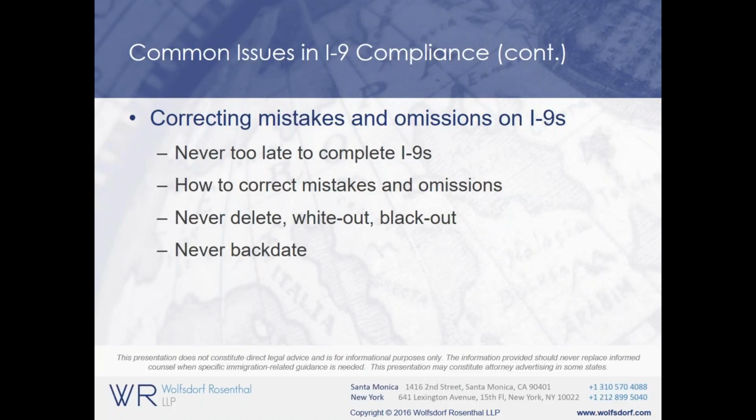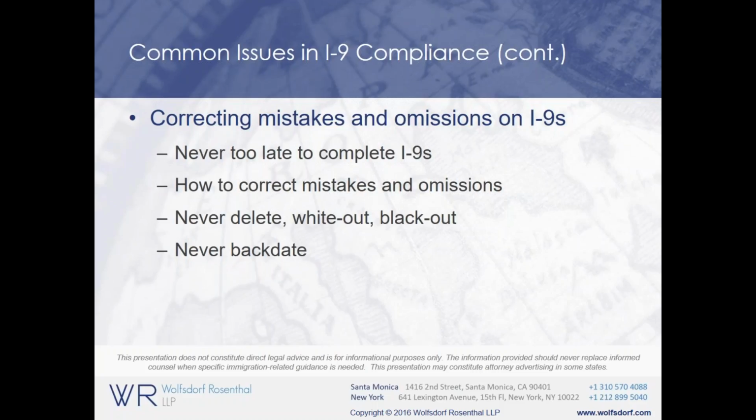In terms of making corrections to your I-9s, it's never too late to complete an I-9. So if you find an employee that you haven't filled out an I-9 for, make sure you do it and get it on record. Again, this is a case of being as compliant as possible, showing that as soon as you were aware of the situation, as soon as you did an internal audit and realized that this person didn't have an I-9, you went back and sorted it out.